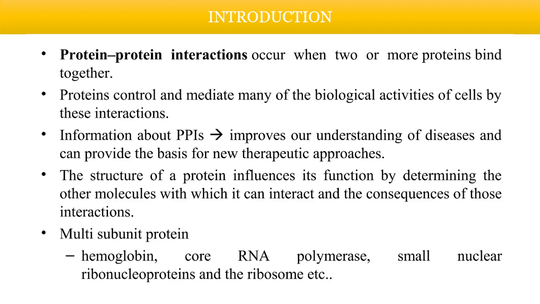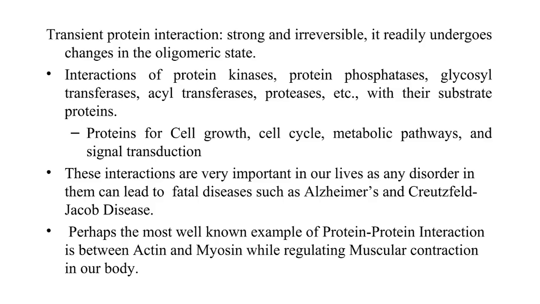of these interactions. There are several multi-subunit proteins like hemoglobin. Then you have RNA polymerase, small ribonucleoproteins, and the ribosome, which carry out their function not as a monomer, but as different subunits. Each can be of its own type or a different type, and it carries out its function. Transient protein interactions, like strong ones, are reversible. It undergoes changes in its oligomeric state.